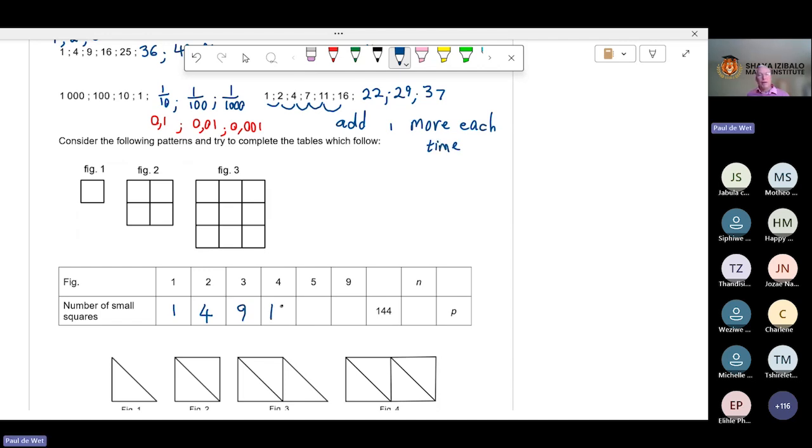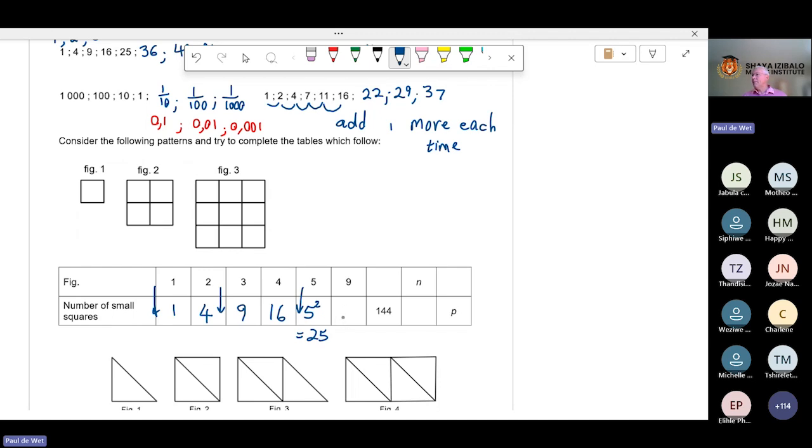Now, guys, this is where algebra starts to come in here, okay? Because who can tell me, and maybe you can just type it in the chat, how do we get from the figure number to the number of small squares? What do we do to get from here to here? Well done, we square it. So this answer will be 5 squared. It will be 25.